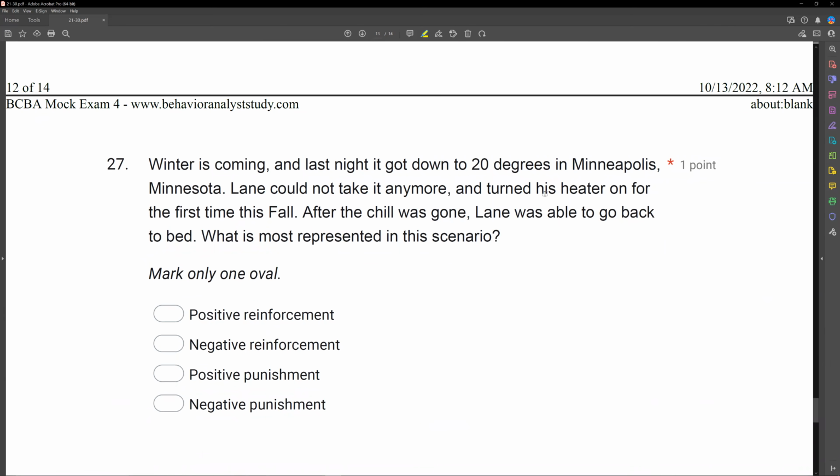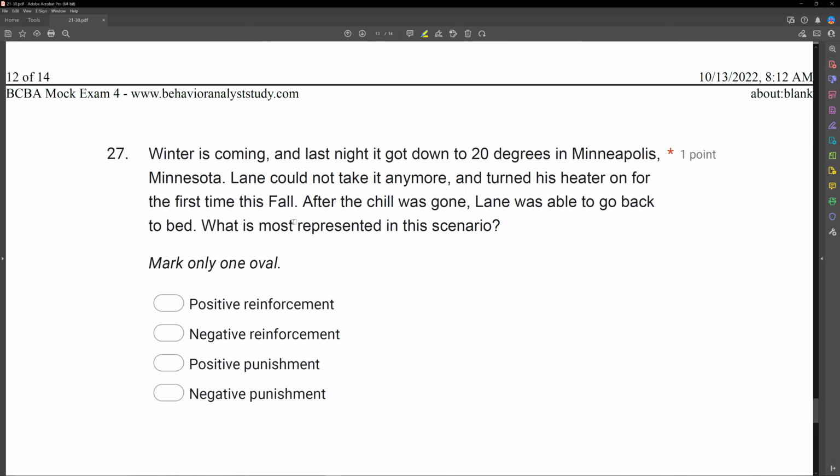27. Winter is coming, and last night it got down to 20 degrees in Minneapolis, Minnesota. Lane could not take it anymore and turned his heater on for the first time this fall. After the chill was gone, Lane was able to go back to bed. What is most represented in this scenario?